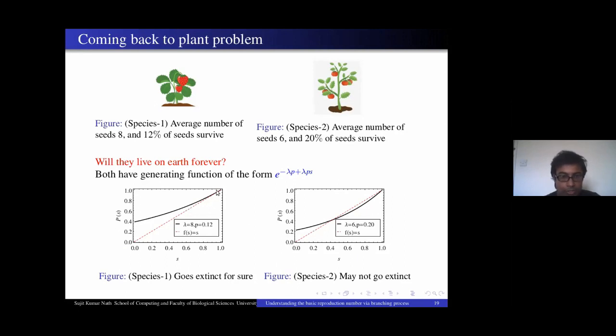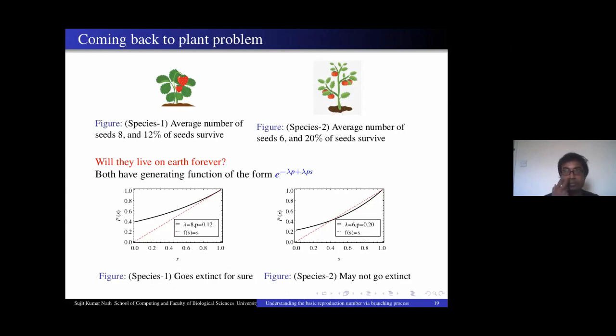So in this case, we can say that since it is intersecting at 1 only, not before 1, the probability of extinction is exactly 1. That means this species, this strawberry plant, for example, will go extinct with probability 1. There is no chance of survival after a sufficient number of generations. It is bound to go extinct.